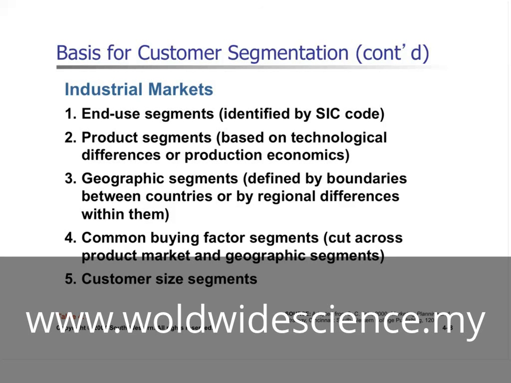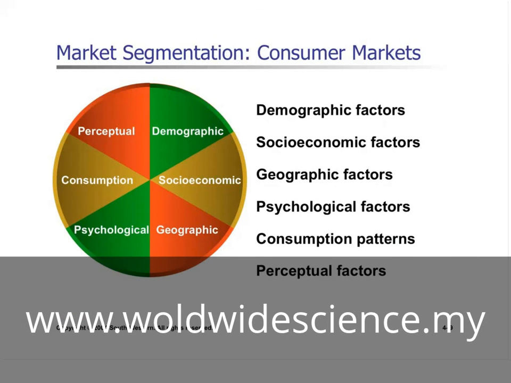So, market segmentation, consumer markets. As you can see here, this is a pie kind of graphical chart. We have demographic, socioeconomic, geographic, psychological, consumption, and perceptual factors. These are different types of markets that you're going to consider in different segments and different ways of segmenting the market. The whole pie is actually the market, and you're dividing it into different segments.